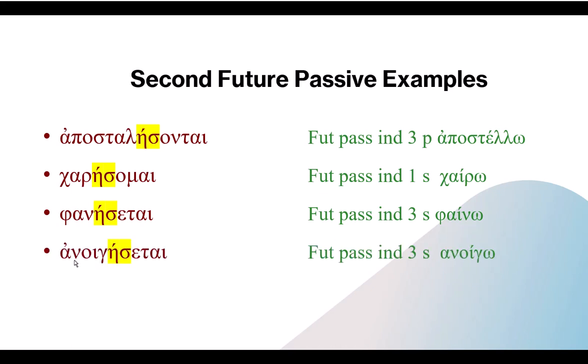Finally, we have anoigesetai. Anoigo is to open. The ace is our future passive, and notice there's no augment. There was no augment up here at the top either in the first one. No augment means we're not looking at past tense, so we're not looking at an aorist or an imperfect. And ace is telling us it's future passive, and then the etai verifies that we have a middle passive ending. And so this is third singular, it will be opened. This is in Matthew 7:7. Knock and it will be opened to you.